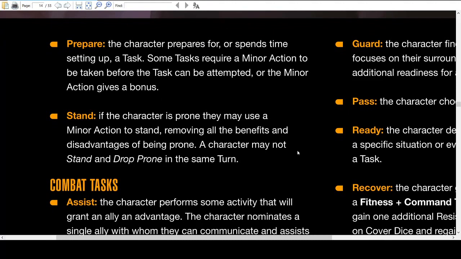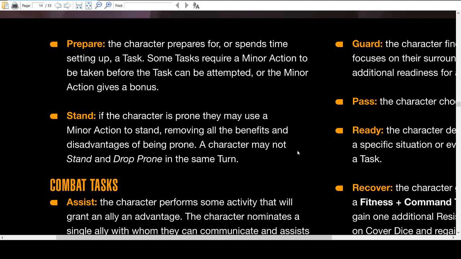Prepare. The combat character prepares for or spends time setting up a task. Some tasks require a minor action to be taken before the task can be attempted, or the minor action gives a bonus. So that's an interesting application, I would say, for the minor action plus task. This actually means you can effectively spend a full round just on performing a task, whether it's for setting up or whether it's to gain a bonus. And obviously, I think as a GM, you will probably want to let the players know what the benefits of using the prepare minor action in preparation for a task are, whether it's a bonus or a requirement.